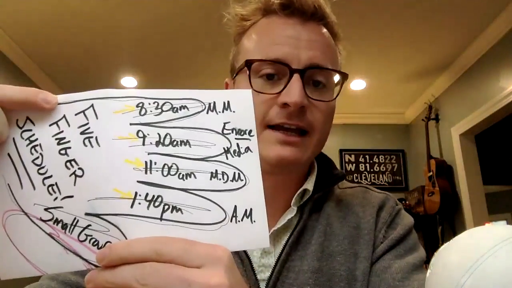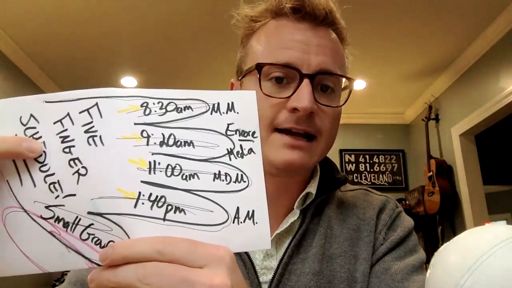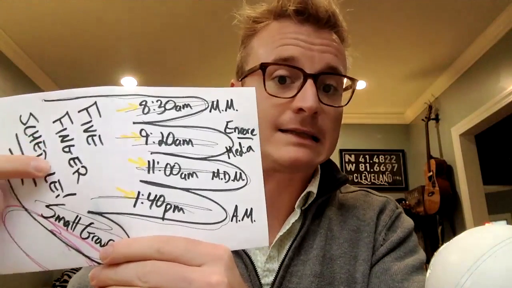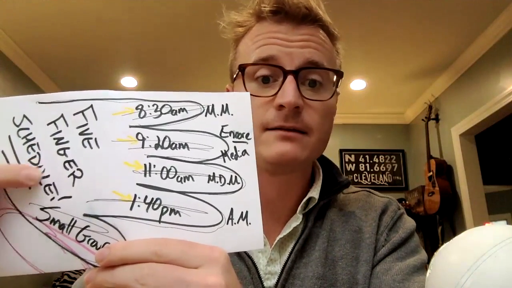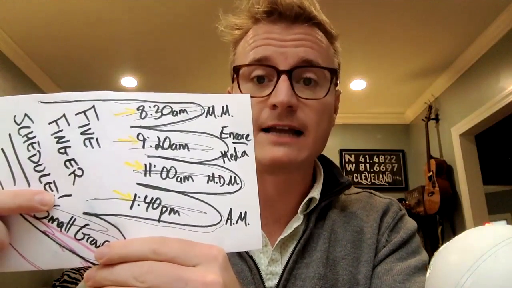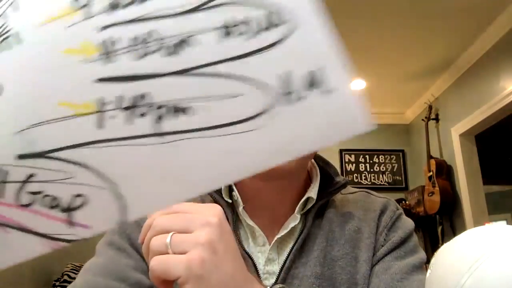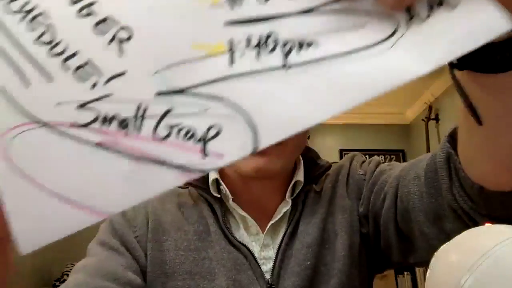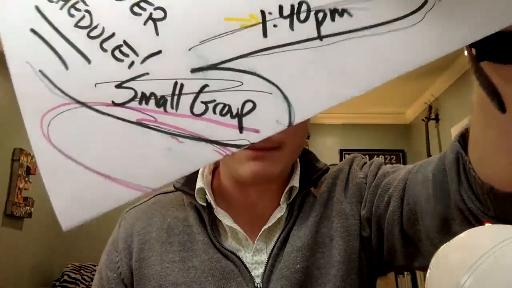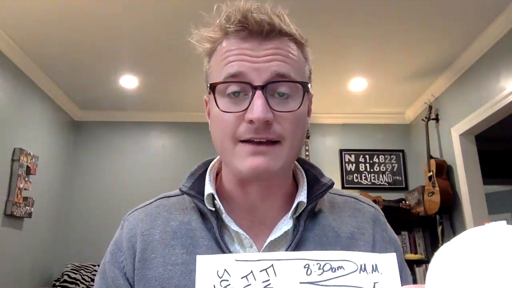But we have 5 meetings a day. So 5 fingers, 5 meetings, right? We start off at 8:30 as a whole group, 9:20 as a whole group, 11 a.m. as our midday check-in, and 1:40 p.m. as our last check-in. And then every student has a small group time. It might be in the morning or it might be in the afternoon. It depends on that master schedule that's in the homeroom.